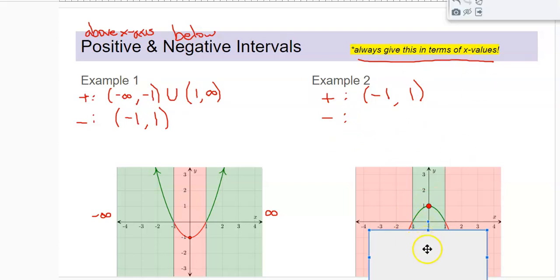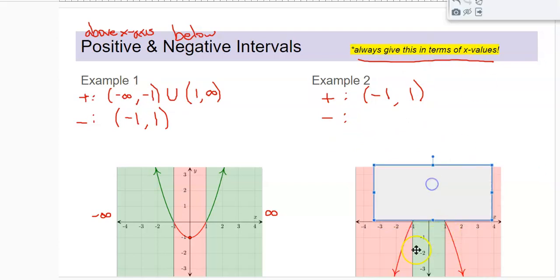Negative portion, the part shown in red here, goes from negative infinity, stops at -1, and then there's a whole other section. So again, we're using union from +1 all the way to positive infinity.